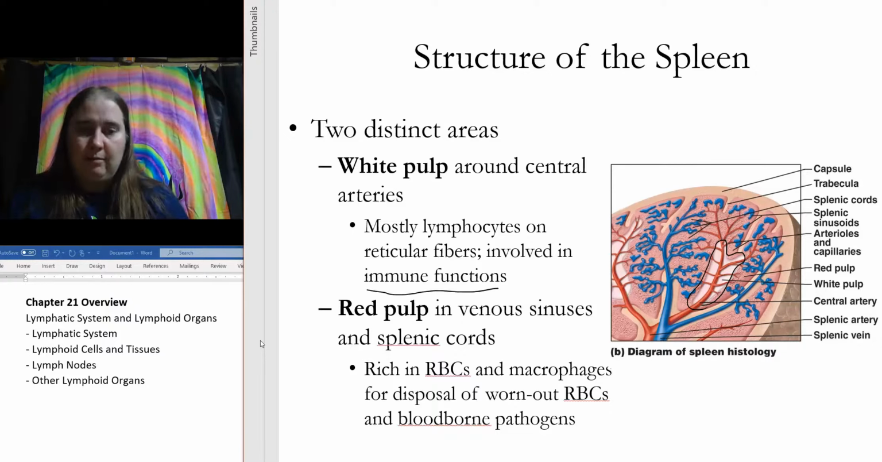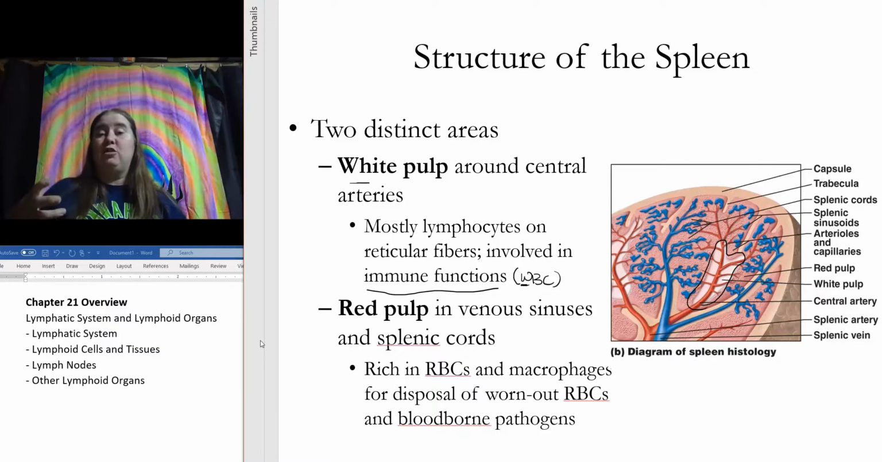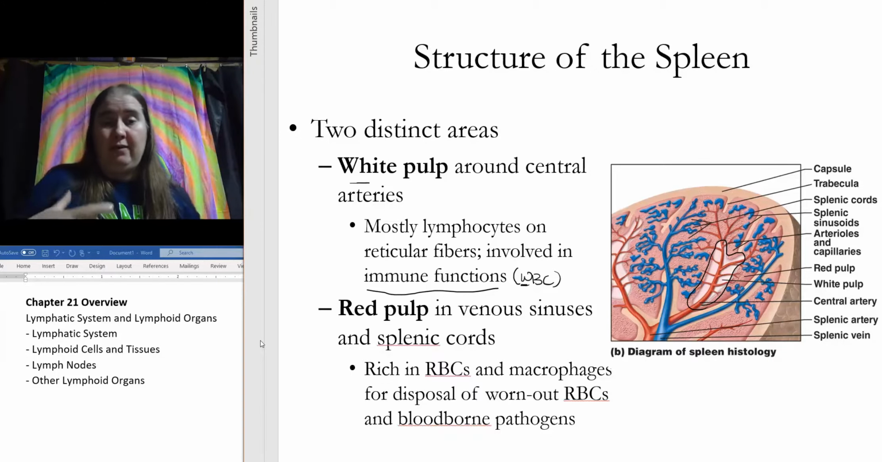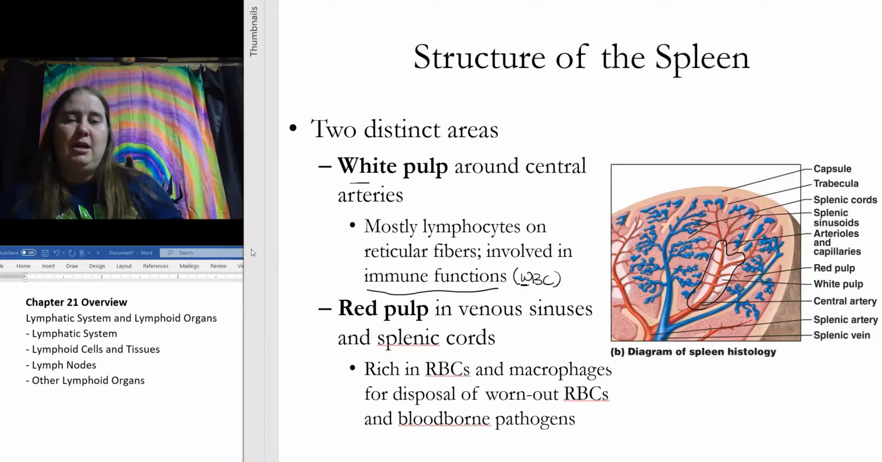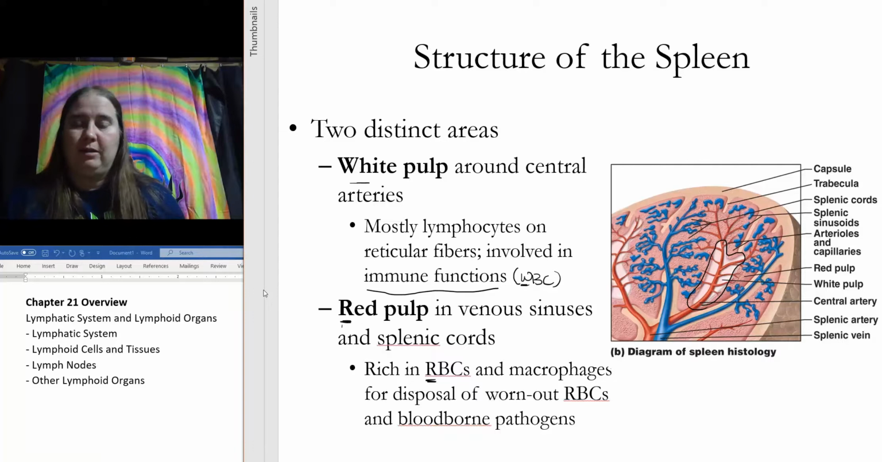So the best way to remember white pulp from red pulp is when we talk about immune function, we're typically talking about white blood cells. Okay. So white and white. Okay. Red pulp, which is all the rest of this darker red area. Okay. This is where we're going to recycle those red blood cells, recycle the platelets, and where basically we're going to phagocytize some pathogens. So this red pulp, I always remember it because it's really involved in red blood cell disposal and recycling.